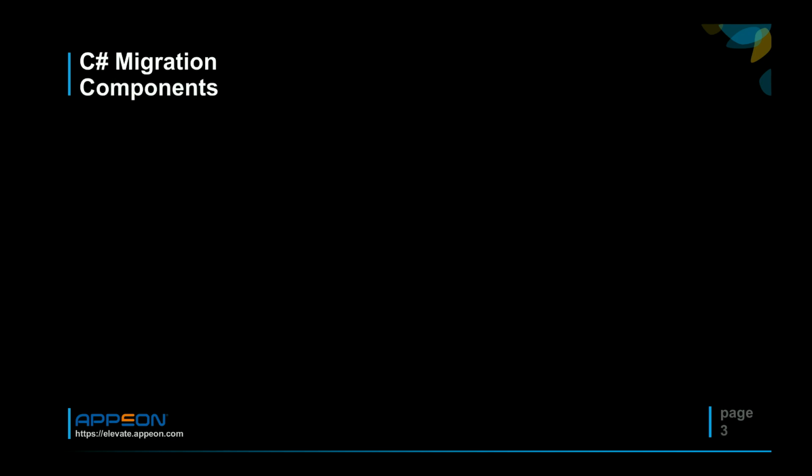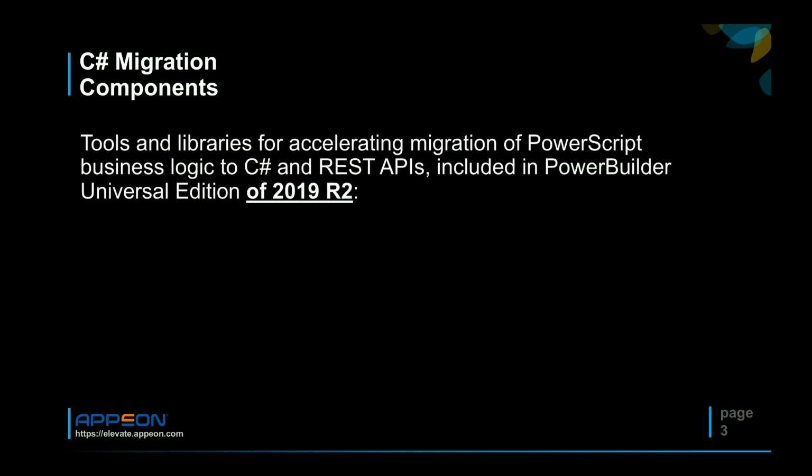So with that philosophy in mind, we've designed a number of components that I'm going to go over for this migration solution. It's basically a combination of tools and libraries that accelerate the migration of the PowerScript business logic into C#, as well as REST APIs. That's probably the use case most likely if you're going to be modernizing your business logic. You generally want to API-enable it, not just go to C#.